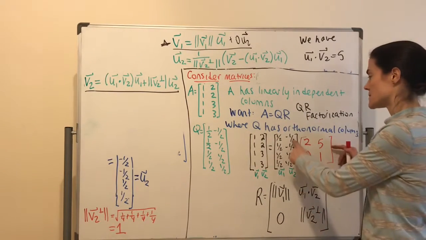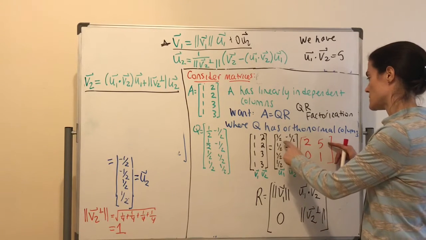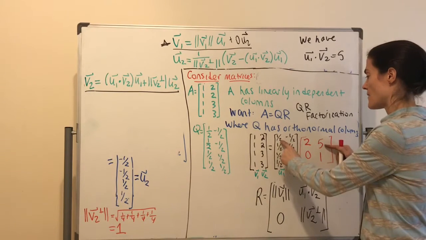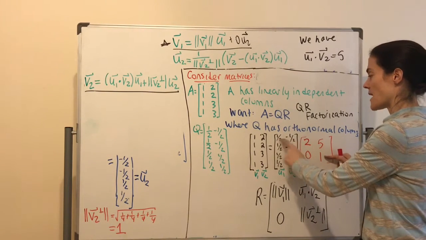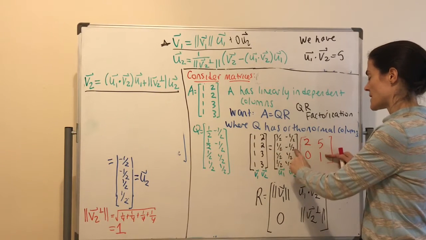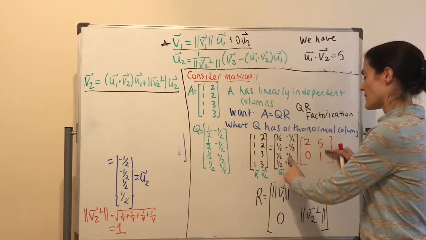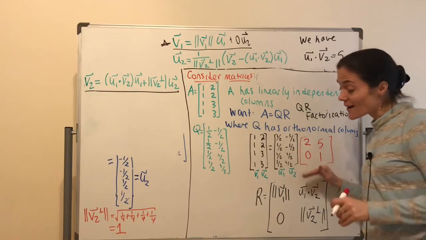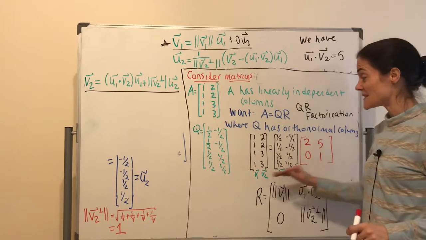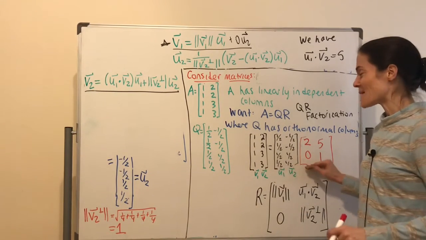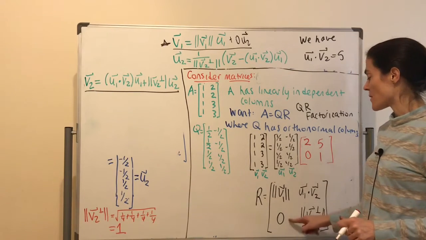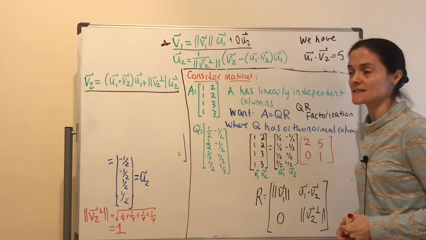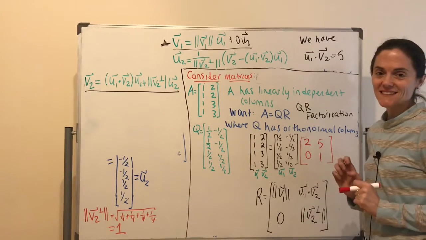Now let's verify that this column should be 2, 2, 3, 3. Well, it's each row dotted with this column. We have 5 halves minus a half, 2. 5 halves minus a half, 2. 5 halves plus a half, 3. And 5 halves plus a half, 3. This R works and satisfies A is Q times R. And this form down here is general when A has 2 columns. But now let's discuss the QR factorization.